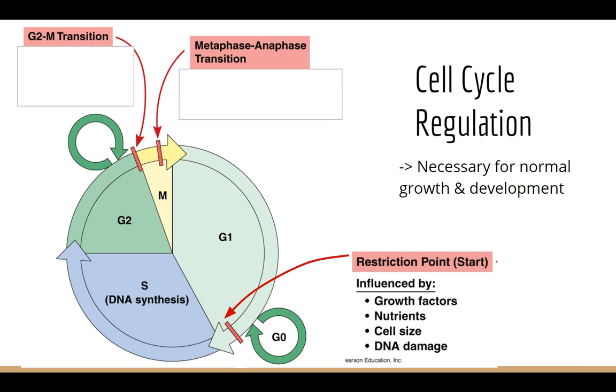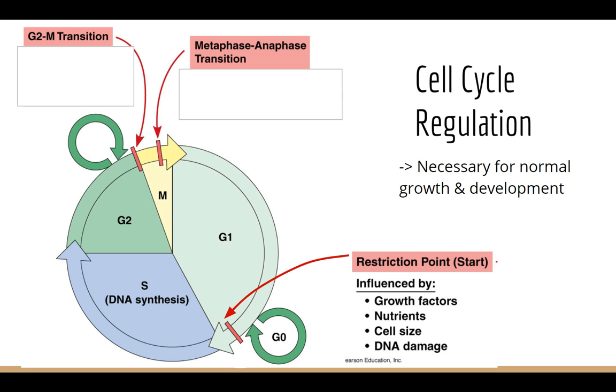It'll check to make sure that it has grown enough to have enough cytoplasm and enough organelles in order to divide into 2 cells. And it will also double check for damage to the DNA. If any damage to the DNA is detected at any point in the cycle, the cell will usually not go through with cell division. And sometimes it'll actually trigger that cell to go into apoptosis, which is programmed cell death. The cell will kind of self-destruct so that it doesn't pass on damaged DNA.